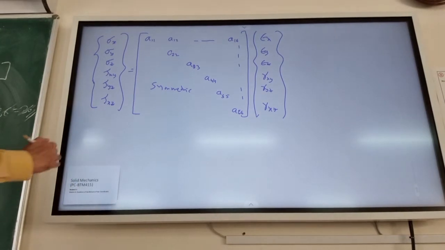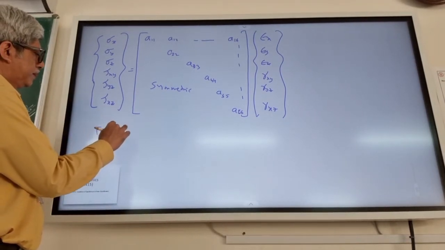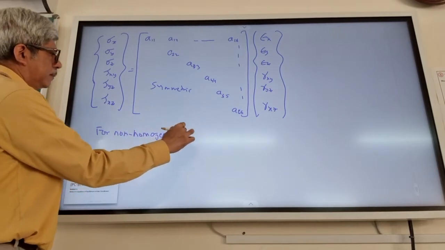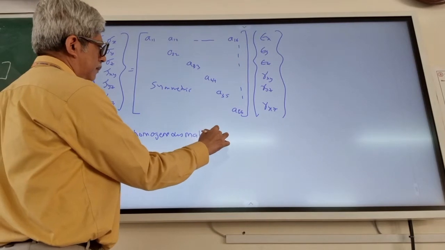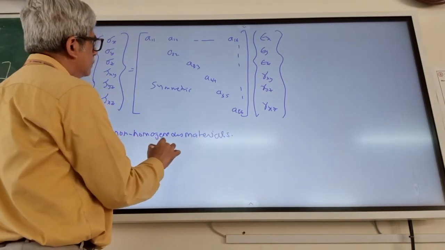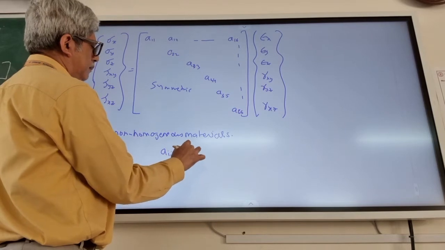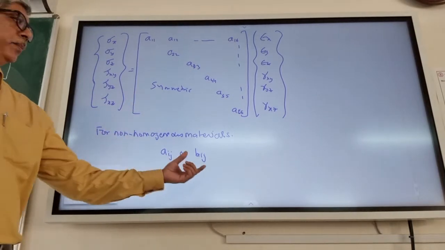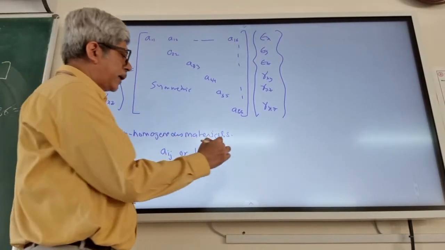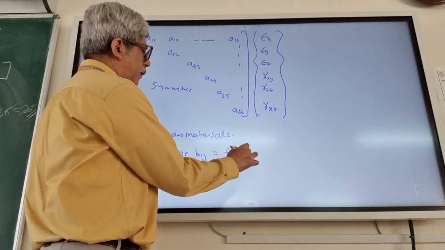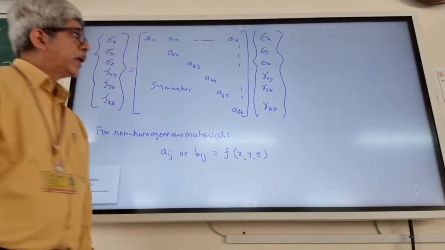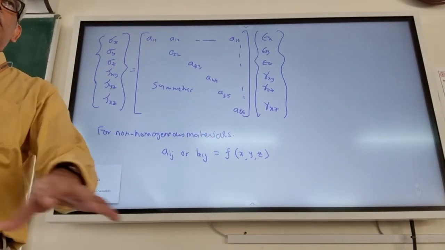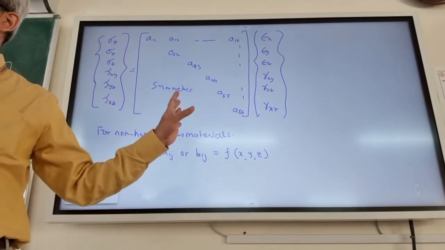So for non-homogeneous material, these constants, a_ijkl between stress and strain and b_ijkl between strain and stress, which we wrote yesterday, are functions of the x, y, z coordinates. That means depending on which location you are looking at, you will have different values of these constants.